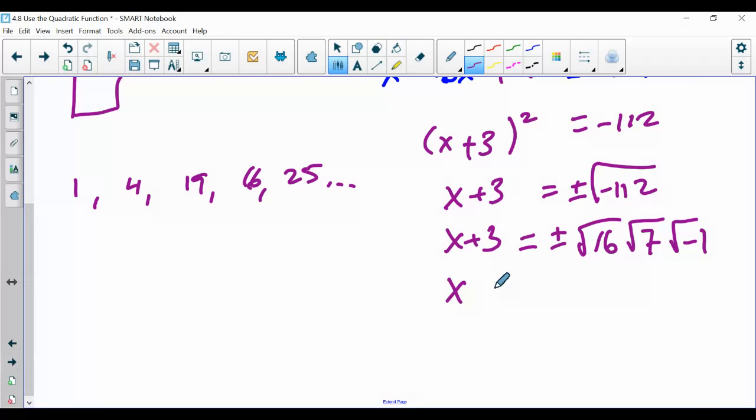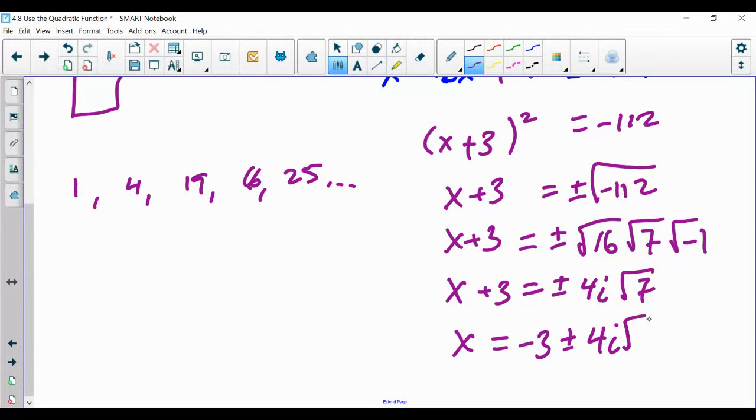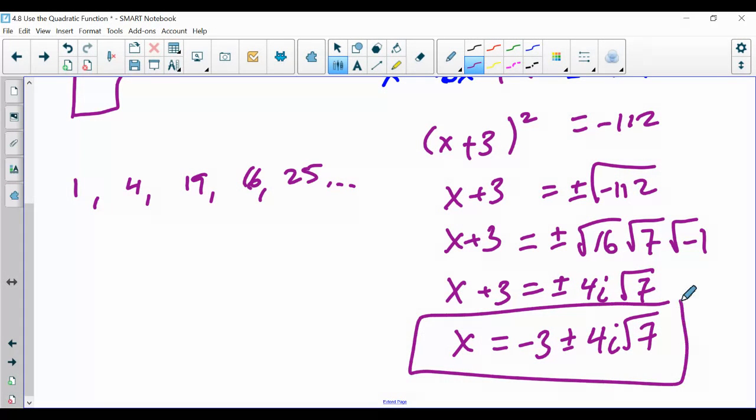We know that the square root of negative 1 is i, and we know that the square root of 16 is 4. We like both of those, if they come out of the square root, to be written before the root. So this would be plus or minus 4i root 7. The square root of 16 is 4, the square root of negative 1 is i, and the square root of 7 can't be simplified. We're almost done here. We'd subtract the 3 from both sides: negative 3 plus or minus 4i root 7. So that was us solving this quadratic using completing the square.